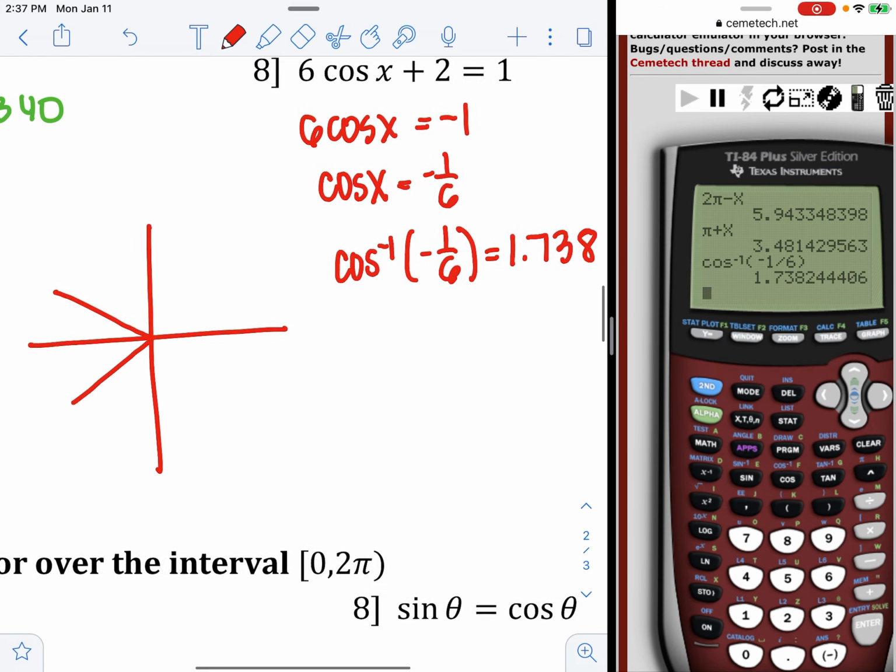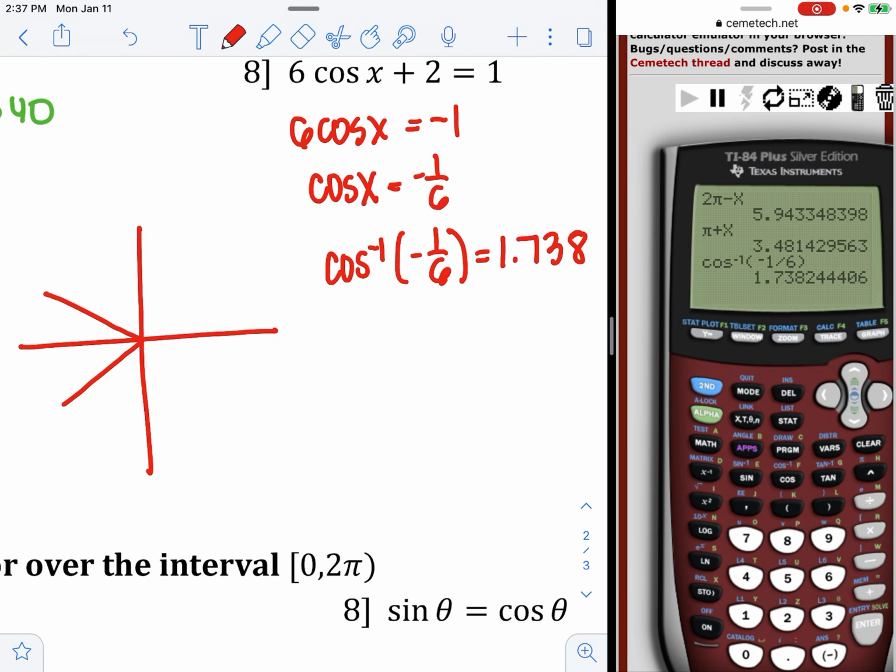So now I'm going to label the angle that's 1.738. This is a positive angle. So positive x-axis, counterclockwise. That's the angle that's 1.738. So I'm going to put 1.738 here. Now I'm going to label the other angle that's 1.738. So that is the other obtuse angle. So not this angle, not this angle, the other obtuse angle. So this right here is 1.738.